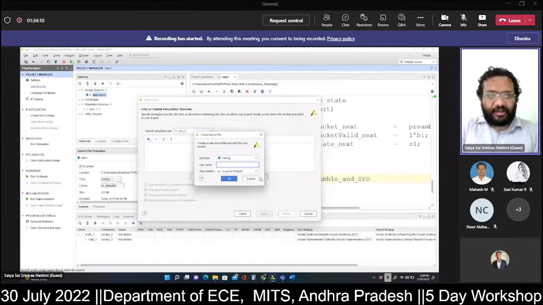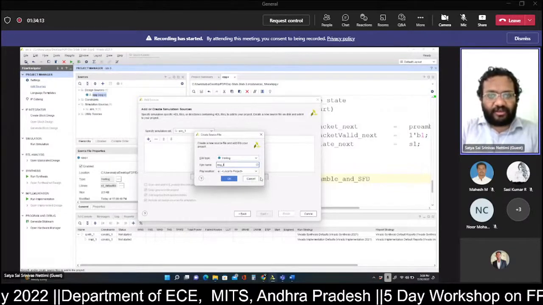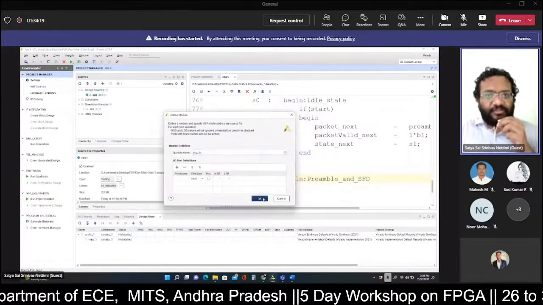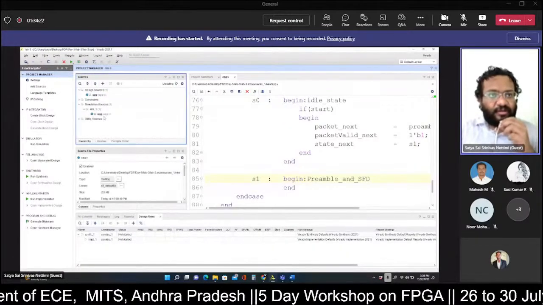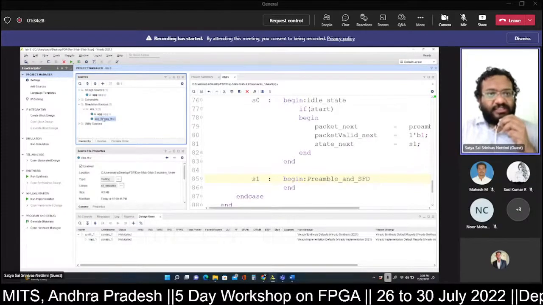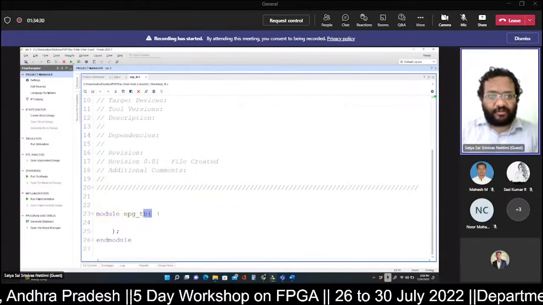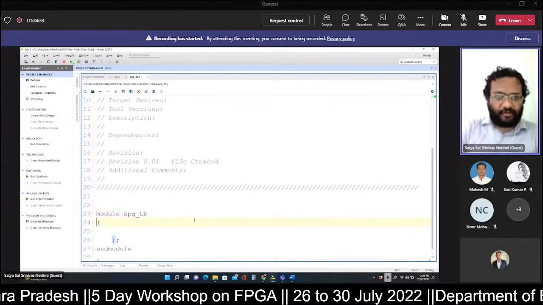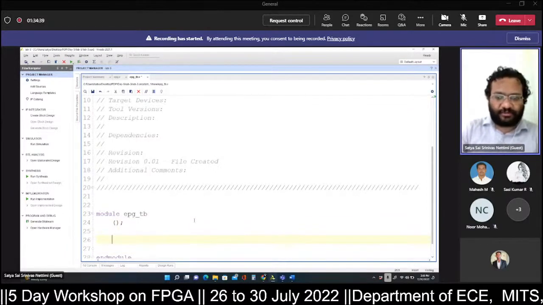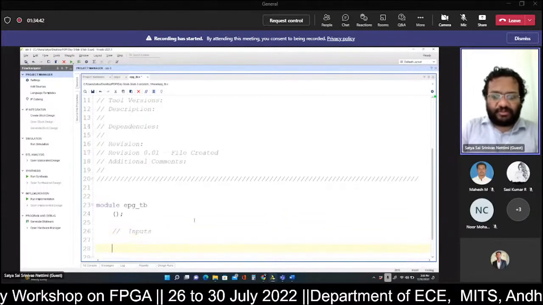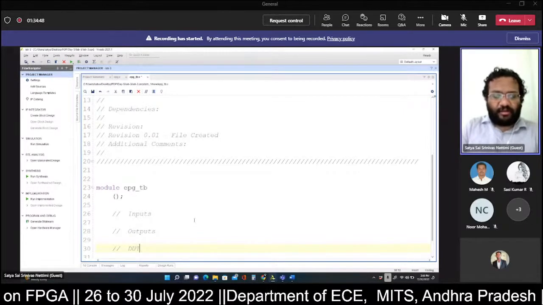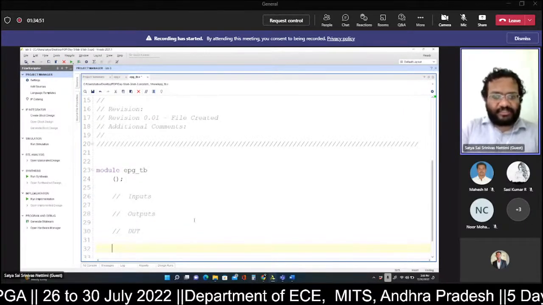For that purpose, I'm creating a simple test bench. EPG underscore TB, Ethernet packet generator underscore test bench. So a simulation source has been created. Okay. Now I will just write a simple test bench. I think you might be aware of the template of a test bench by now. This is a port list for a test bench. First we have to do the inputs. Next we have to do the outputs. Next we have to do the design under test module instantiation.